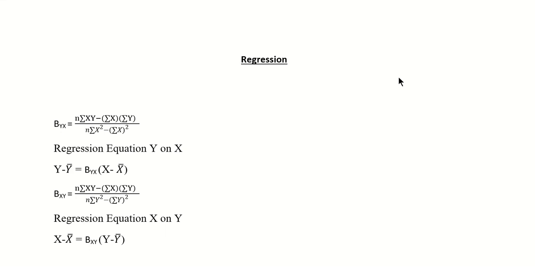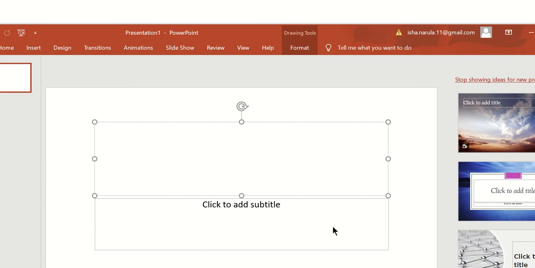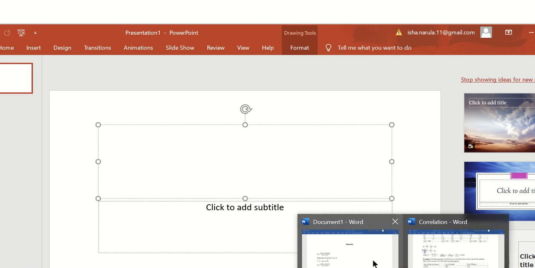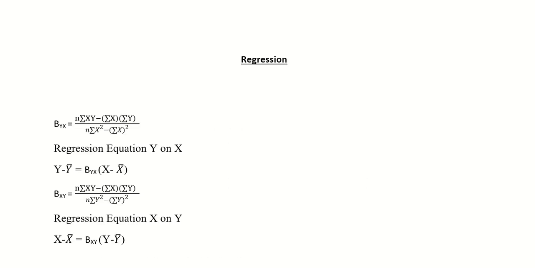Okay, so today the topic which we are going to discuss is regression. First of all, let us try to understand what regression is. Regression basically is the relationship between two variables. So regression basically tells you the relationship between two variables.